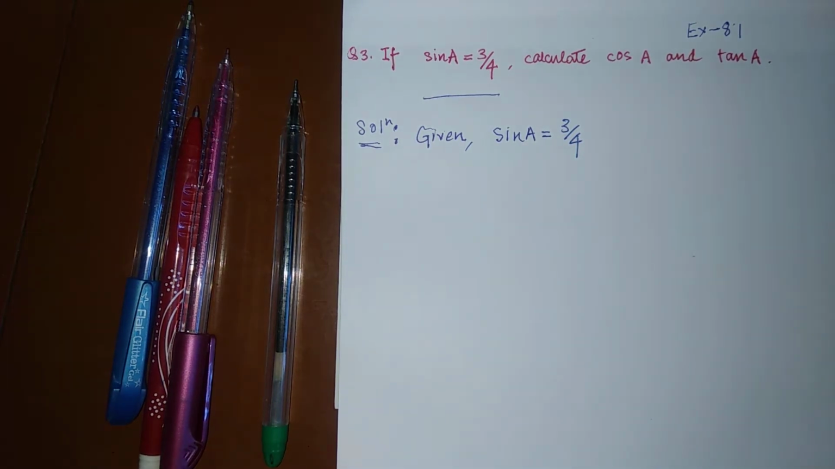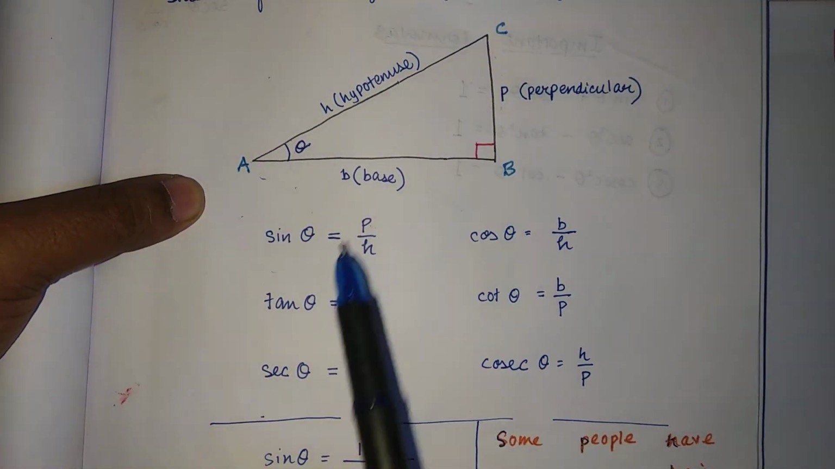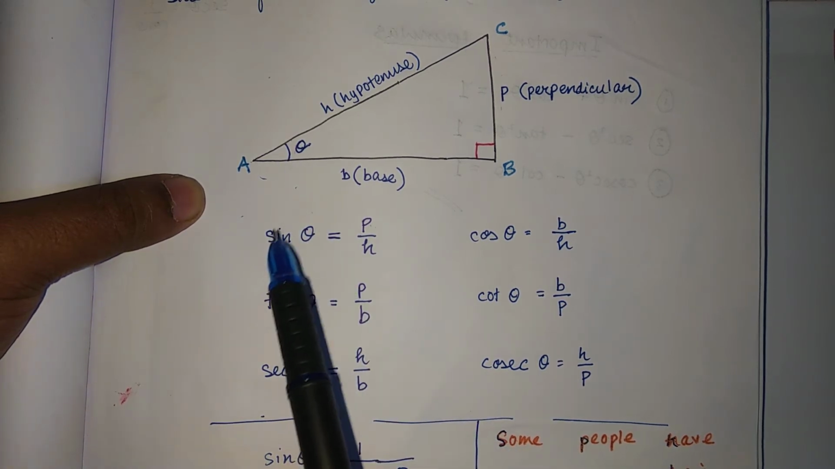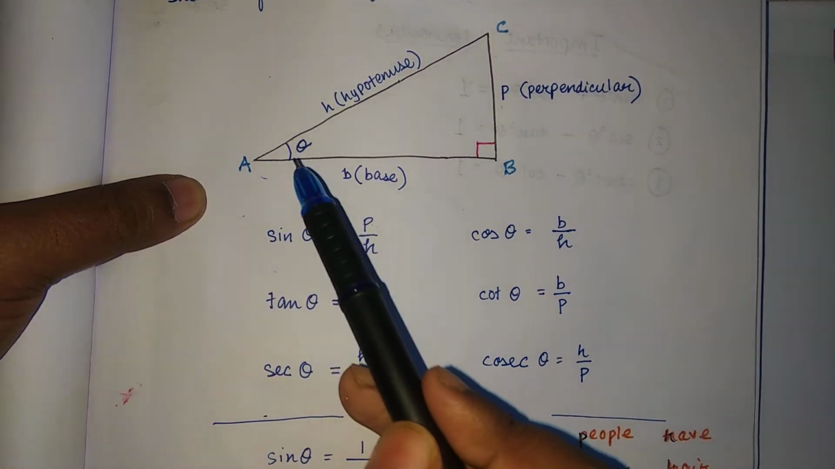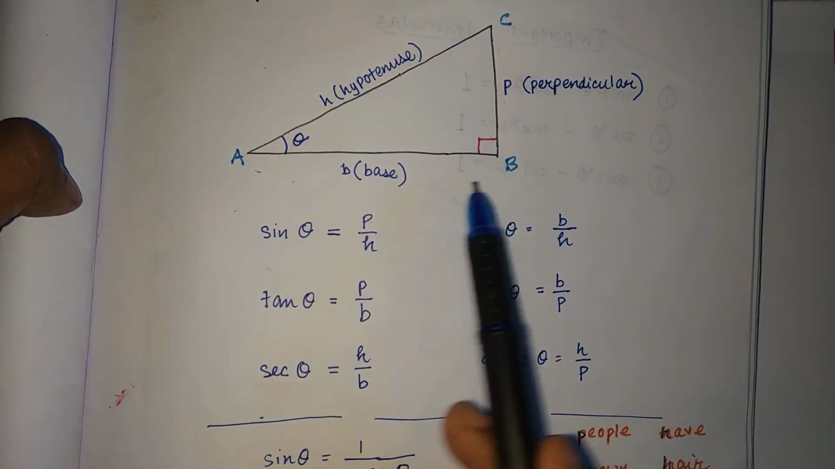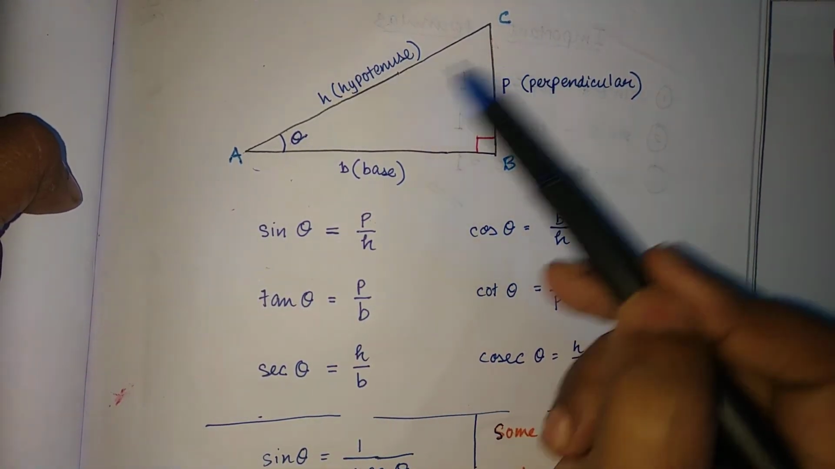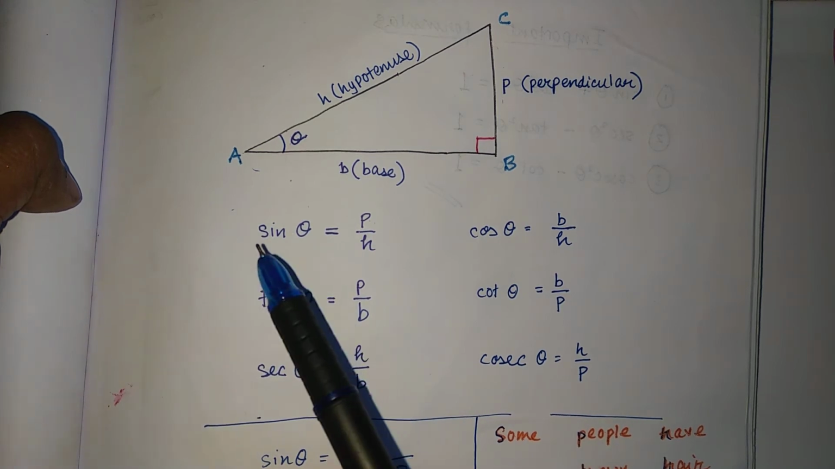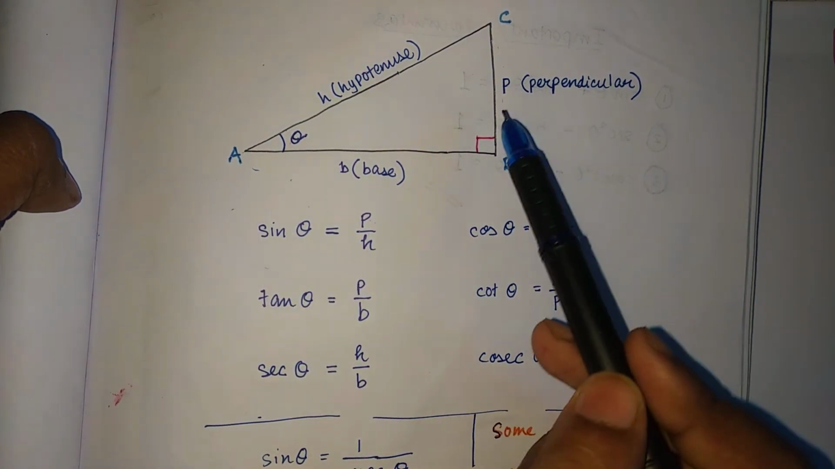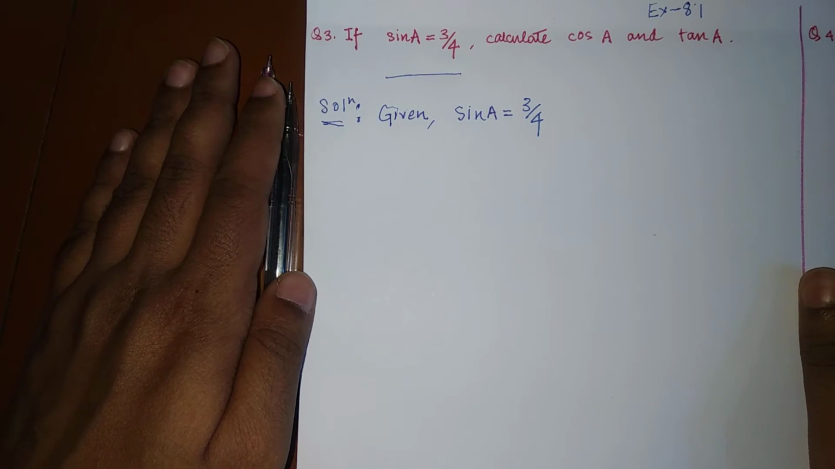So first I have to remind you of one of our previous classes' theory. So this is a right angle triangle ABC. The given angle is theta. Then the side opposite to the given angle theta is the perpendicular, and the side adjacent to the given angle is called the base. The longest side is called the hypotenuse. So sin theta equals perpendicular by hypotenuse. You have to always remember that. So applying that knowledge, let's first construct a triangle.